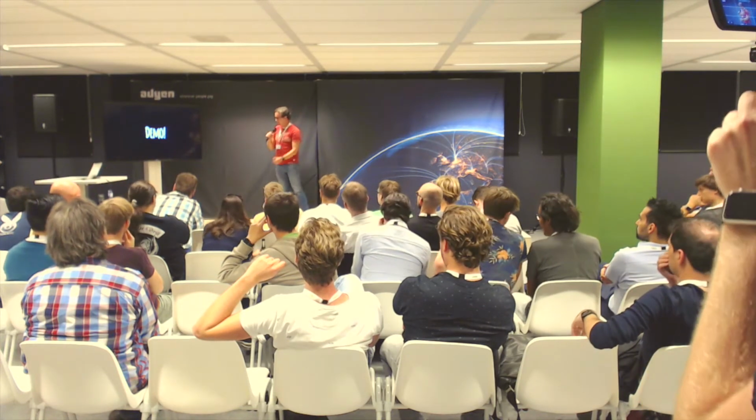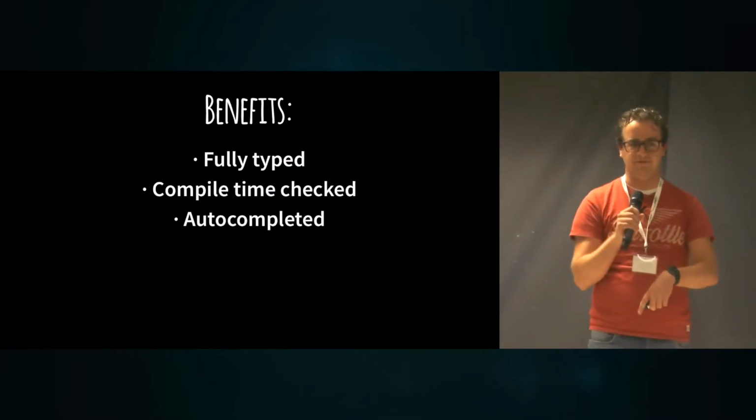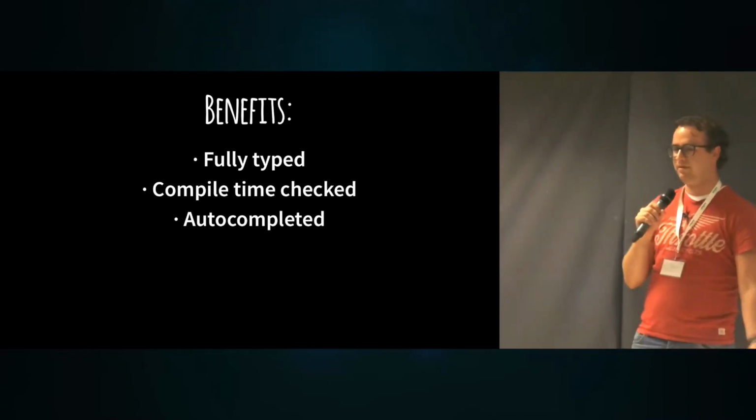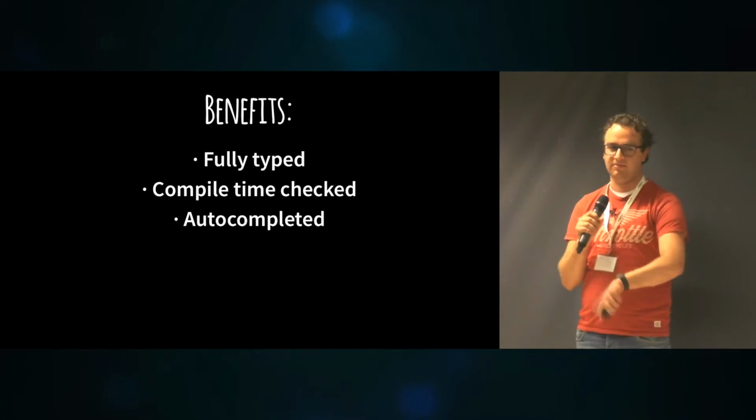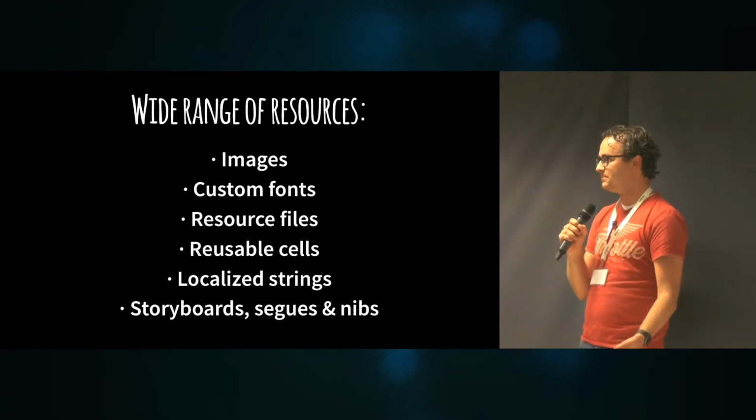So that was the demo. The benefits are R.Swift will fully type anything it knows the type of. It will do compile time checks for you. If you change an identifier, the compiler will warn you about it. And as you saw, it's autocompleted.